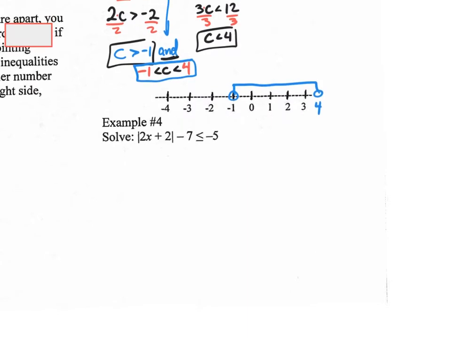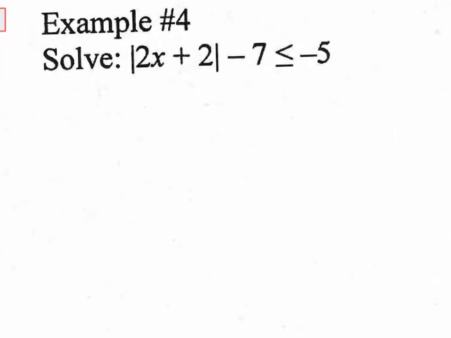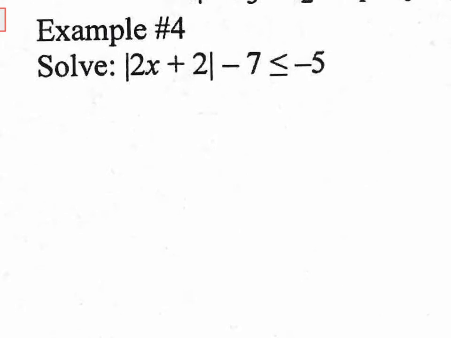Now finally, let's get to the absolute value inequalities. All right, so we've already solved absolute value equations. And how did we do that? We first isolated the absolute value, and then we did a positive situation and a negative situation, right? And then we got two answers, okay?